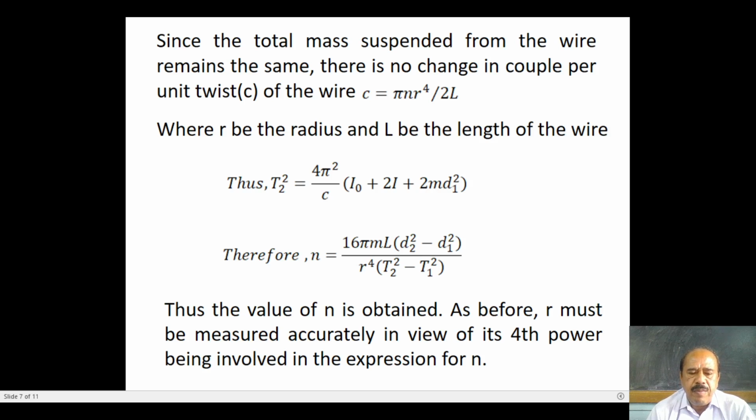As before, r must be measured accurately in view of its fourth power being involved in the expression for n. So I hope that students have all understood this better.